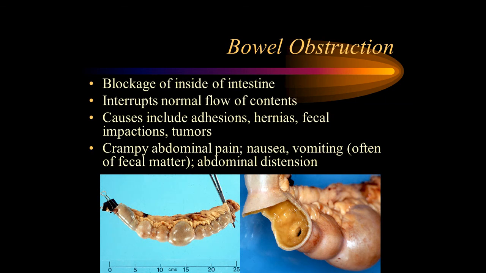Bowel obstruction, doesn't that look lovely? Blockage of inside of the intestine, interrupts normal flow of contents. Your bowels work on something called peristalsis, which is continual squeezing, which is regulated with smooth muscle, autonomic nervous system, kind of moves stuff along through the intestines, kind of milks it along constantly. Causes include adhesions, hernias, fecal impactions, and tumors. Crampy abdominal pain, nausea, vomiting, often of fecal matter, and abdominal distension are all possibilities.